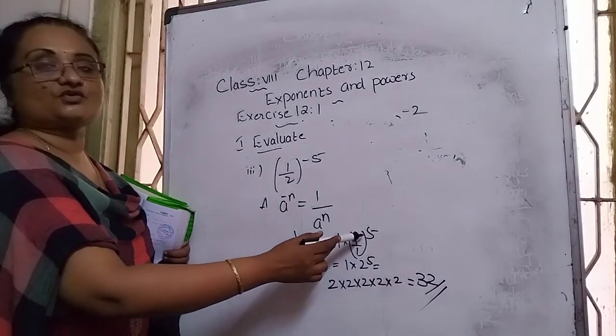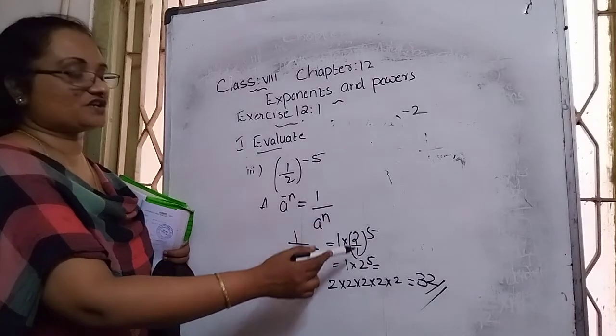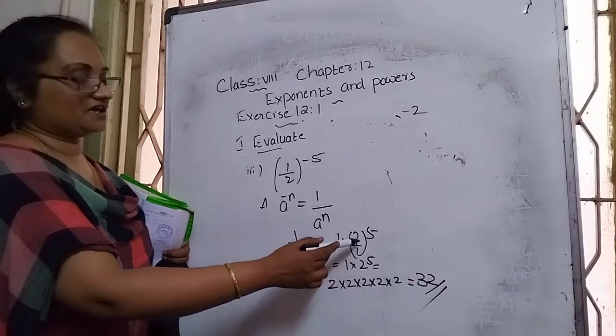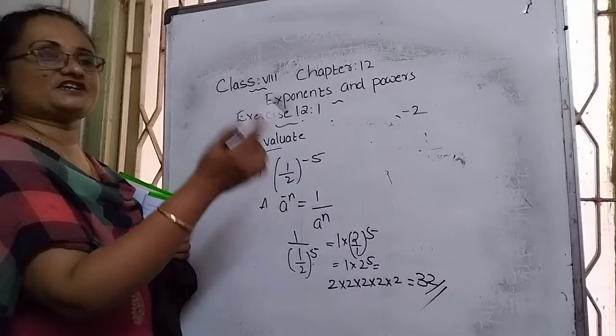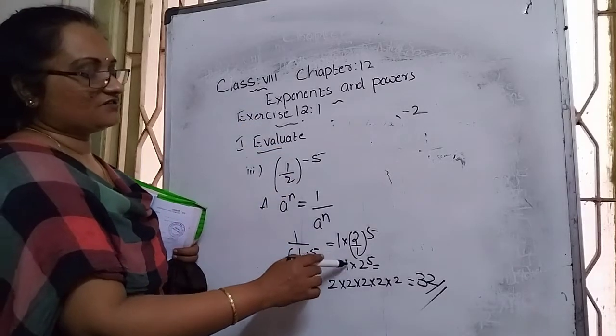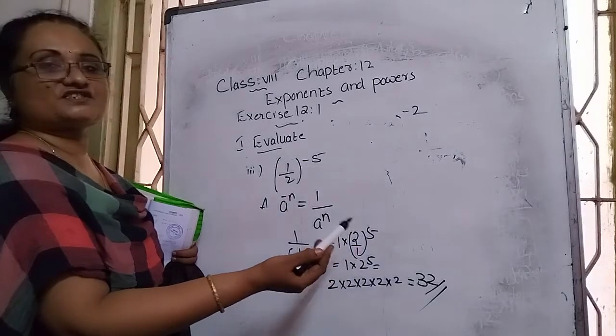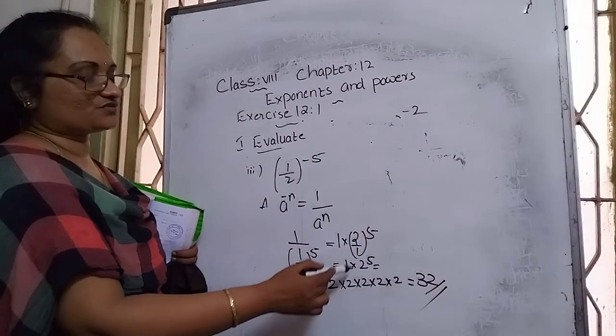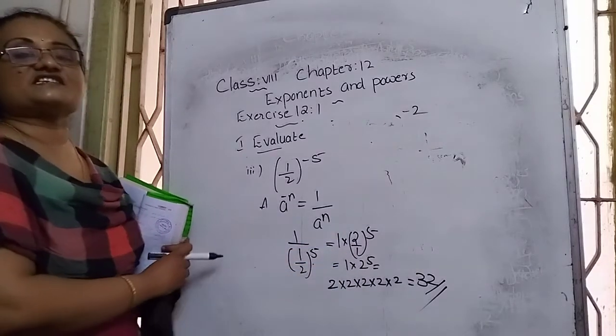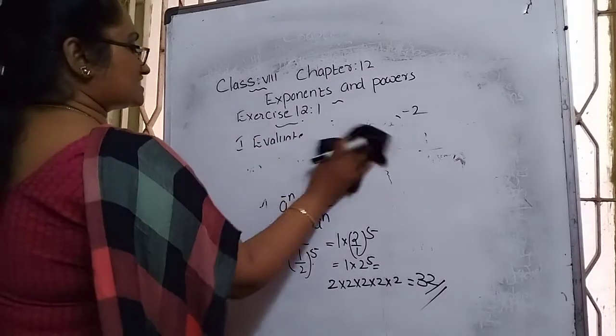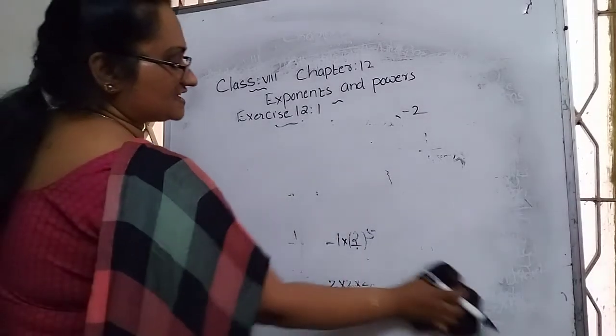Meaning 2 is multiplied, 2 raised to 5. What is the meaning of 2 raised to 5? The denominator is 1, leave it. 1 raised to 5 means 1 only, leave it. Then 1 into 2 raised to 5 comes, meaning 1 into 2 means 2. 2 raised to 5 means 2 is written 5 times and multiplied. That is the meaning of that first Roman.